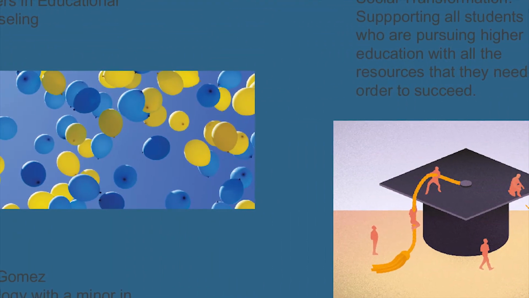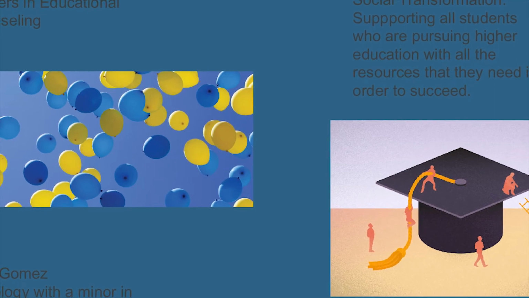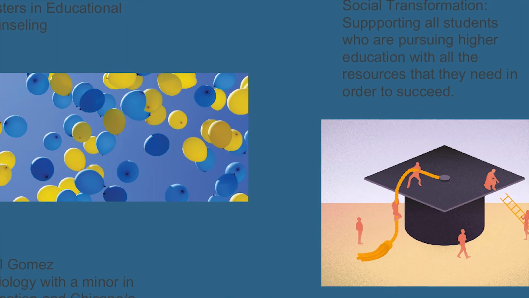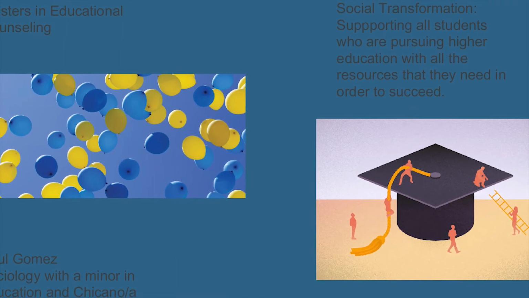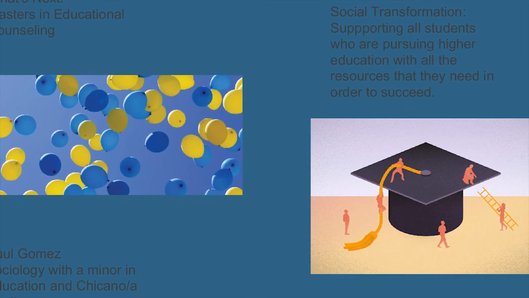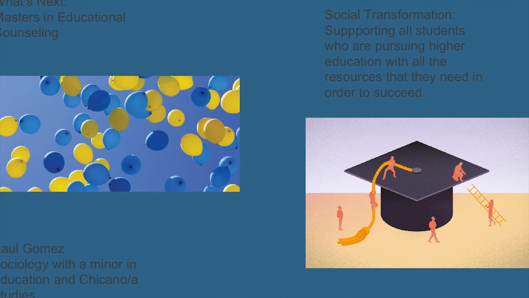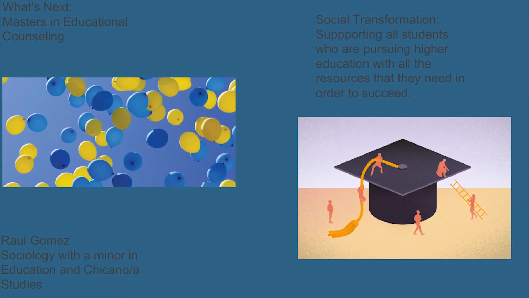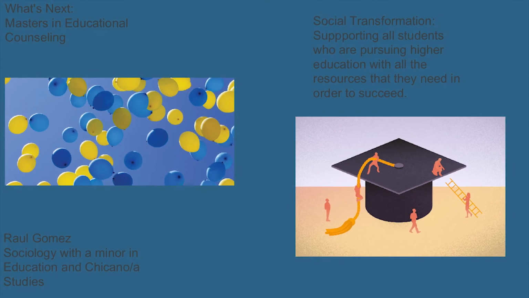Hello everybody, my name is Raul Gomez and I'll be graduating with a degree in sociology and minor in Chicano studies and education. So for me, social transformation means supporting all students who are pursuing higher education with all the resources that they need in order to succeed. That's why for me, next is to pursue my master's in educational counseling at USC.